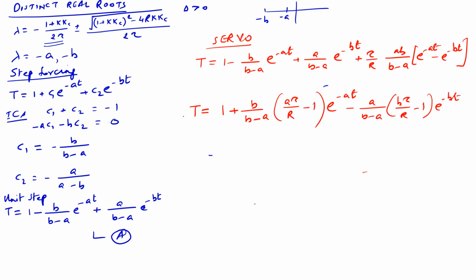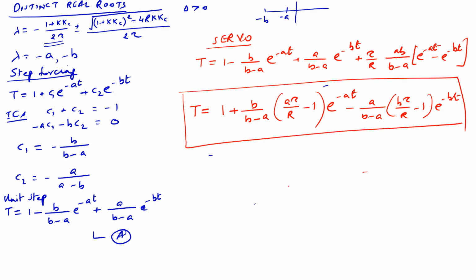So that's your servo response, and you can see that as time goes to infinity, the exponential terms go to 0, and so if you have a unit change in the set point, then the final value is going to be 1. So if you give a unit change, your temperature is going to eventually end up at the set point.